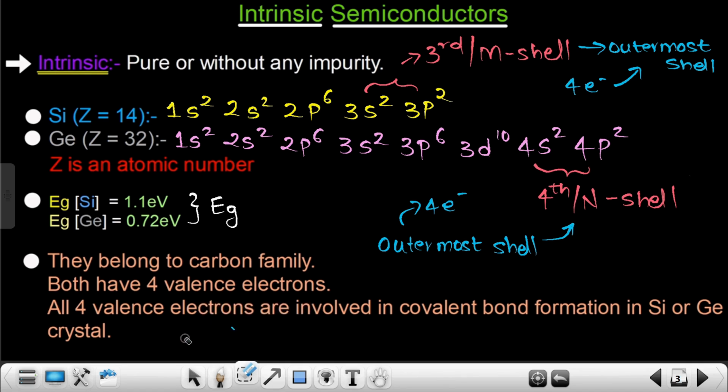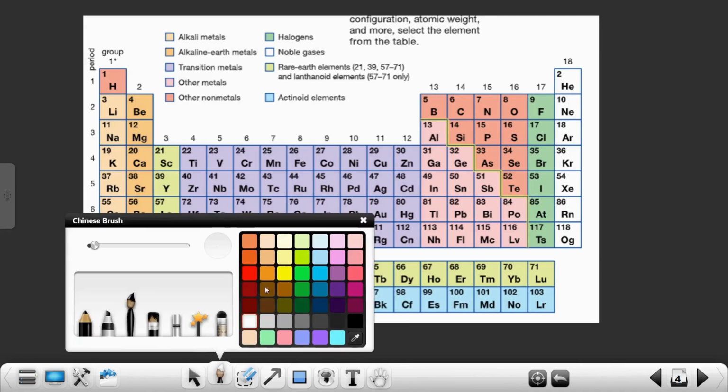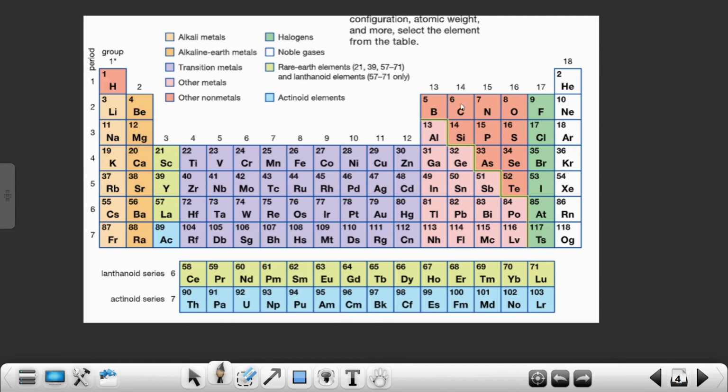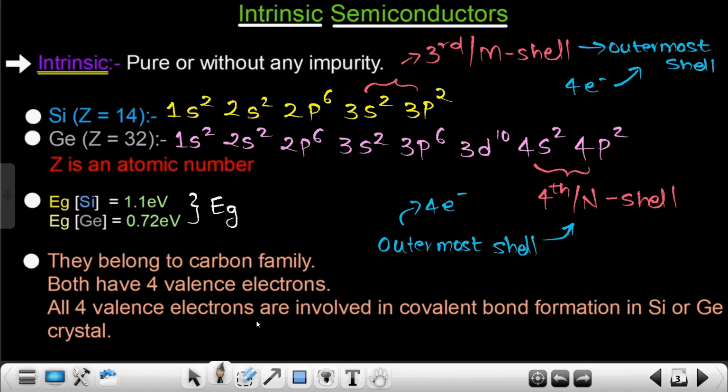Okay, so now we will quickly read this particular point. They belong to the carbon family. Why carbon? As you can clearly see, carbon is present over here, and below carbon you will get silicon, and below silicon you will get germanium. So that's why they belong to the carbon family. And this is what we had clearly seen over here: 4 valence electrons. Valence means the last electrons, or the electrons present in the last shell. So you can clearly see 4 electrons in both of these atoms, silicon and germanium, and these 4 valence electrons are involved in the covalent bond formation in Si or Ge crystal.